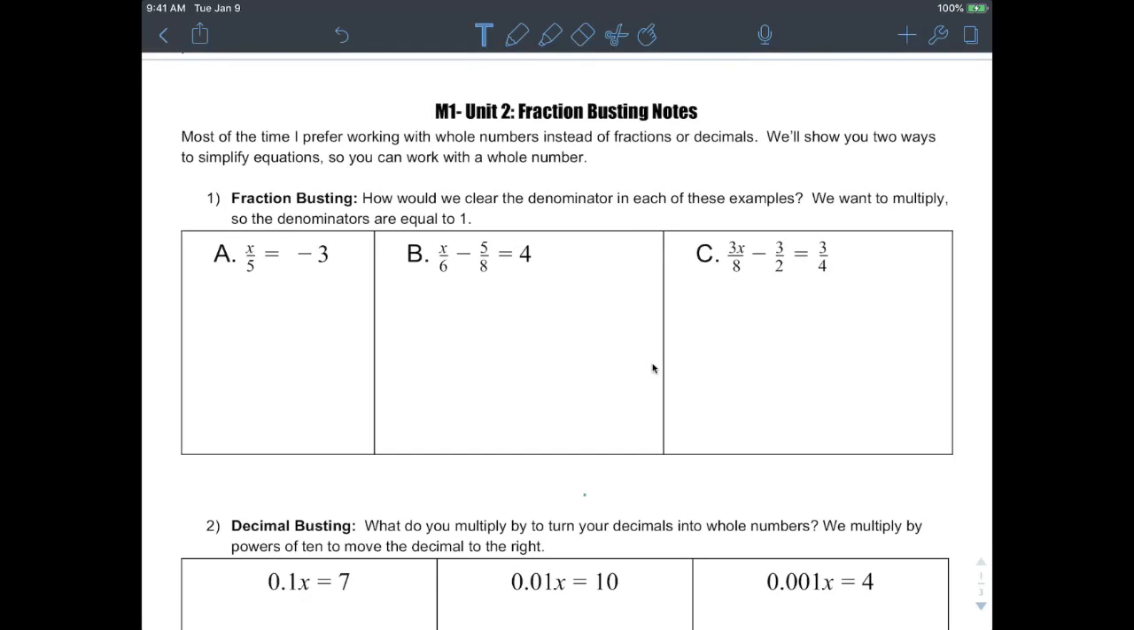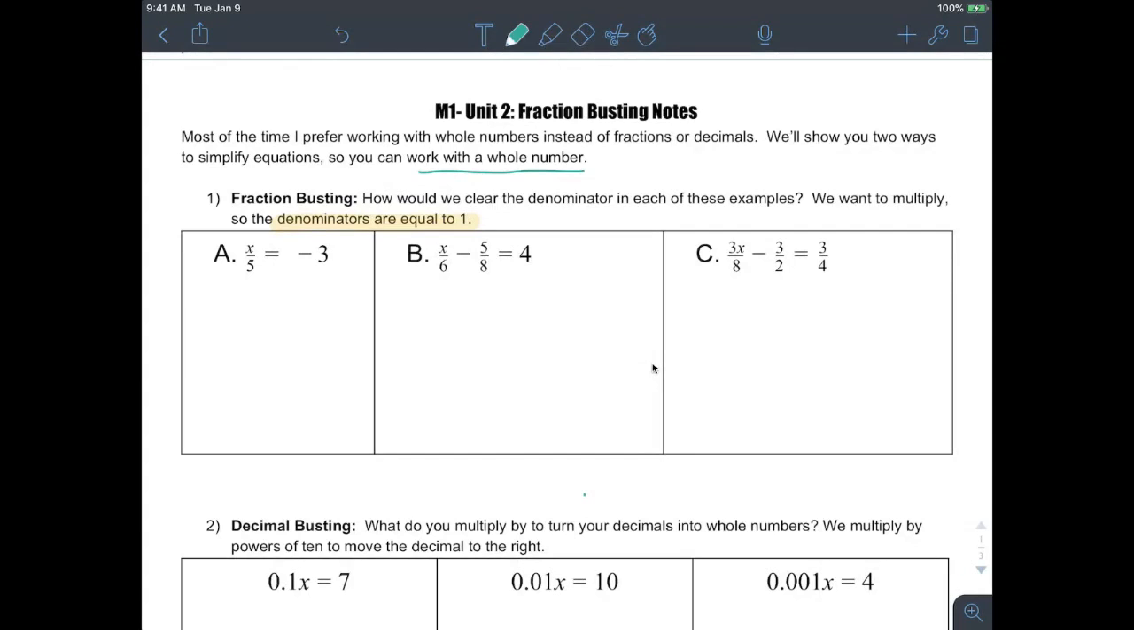All right, we're going to do some fraction busting and decimal busting today. These methods help me change a kind of yucky equation with a lot of fractions or a lot of decimals and turn them into equations that have whole numbers. Okay? So, what we want to do is get each of the denominators to equal 1.